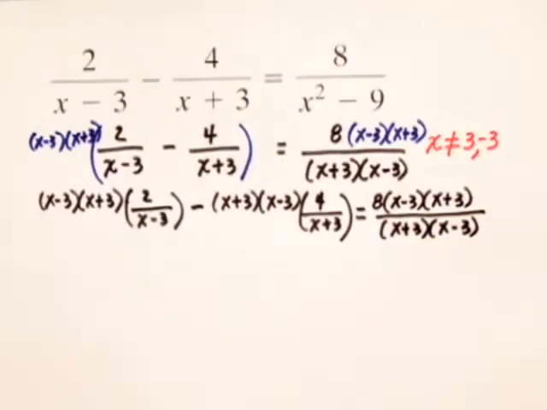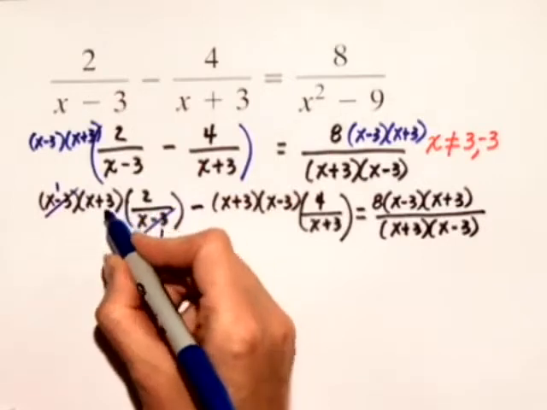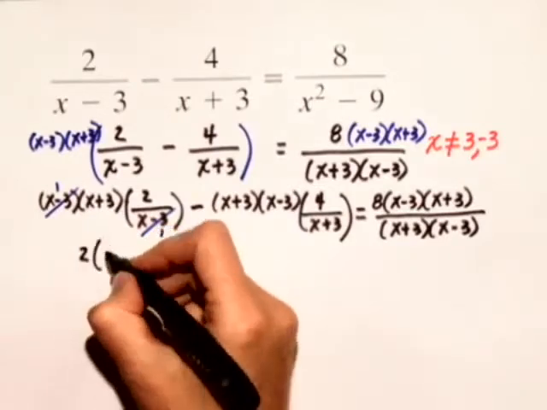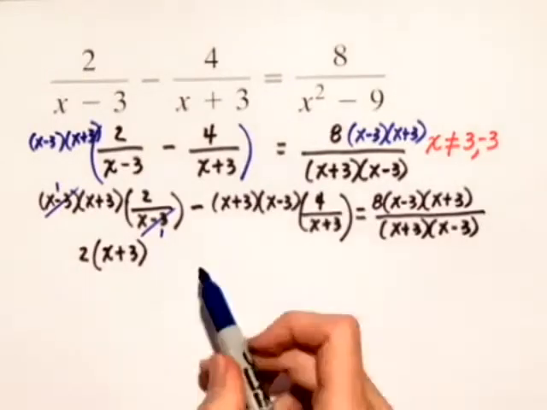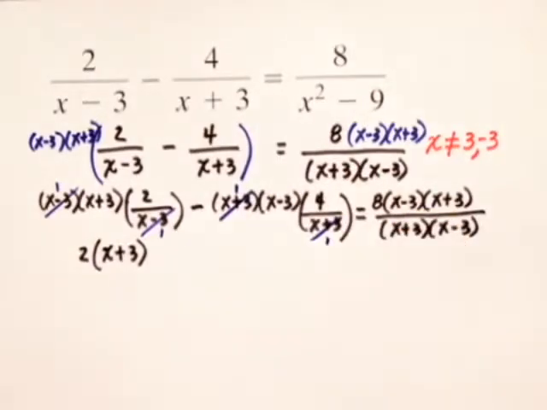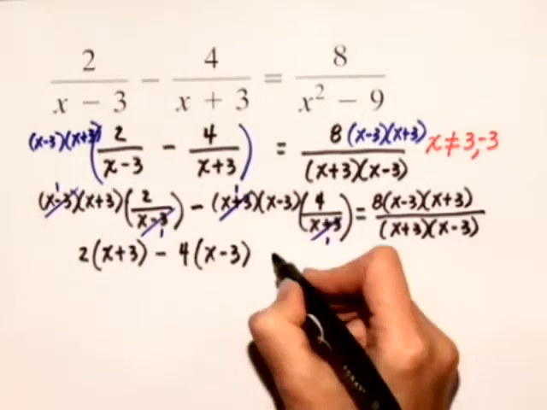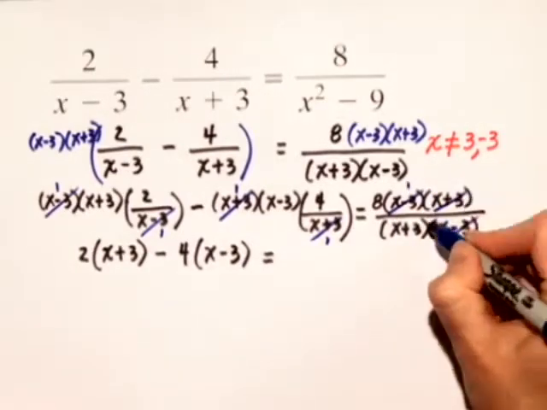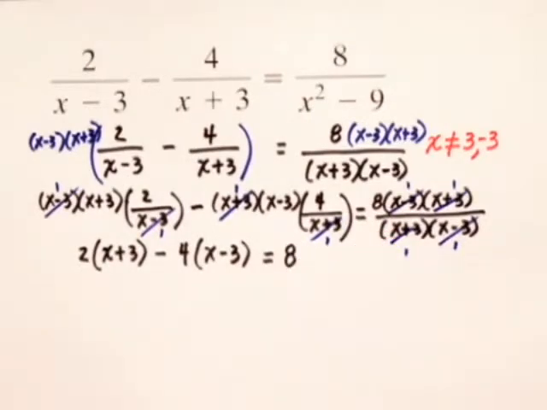Now we're going to see some factors divide out. x minus 3 divided by x minus 3 divides out, and we have x plus 3 times 2. I'm going to write the 2 in front of the x plus 3, since multiplication is commutative, the order does not matter. So we have 2 times the quantity x plus 3 minus, in our second term, the x plus 3 over x plus 3 will divide out, and we have minus 4 times the quantity x minus 3 equals, on the right-hand side, notice the x minus 3 divides out, and so does the x plus 3, and we're left with just 8. Now we have a linear equation that we can solve.